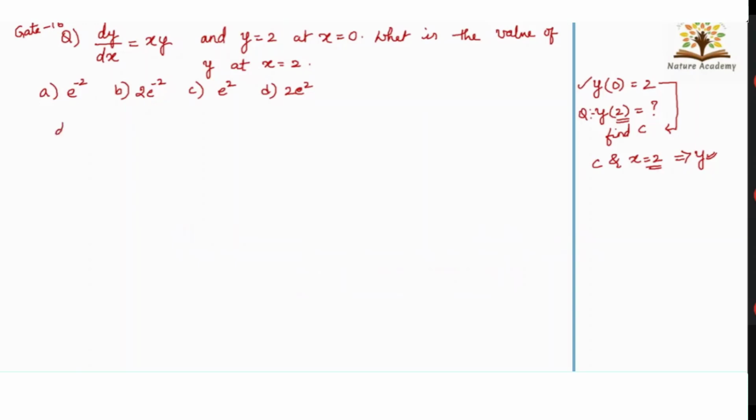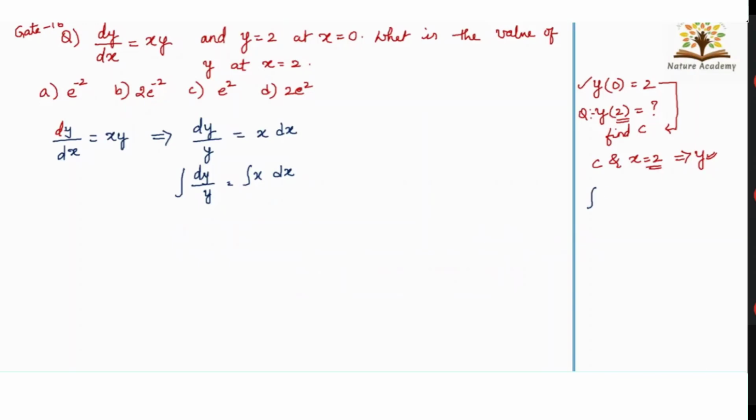So let us start with dx by dy. I will use some other color. So dy by y is equal to x into dx. Now this is ready for integration. So integrate it both sides. Integral dy by y is equal to integral x into dx. So this is very simple thing.